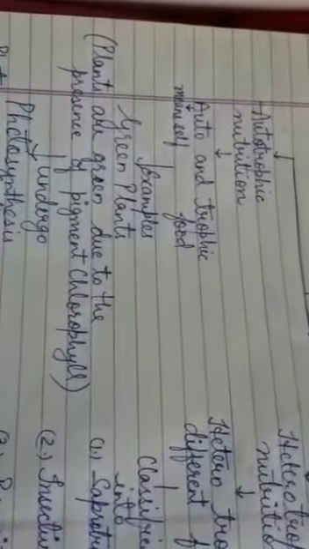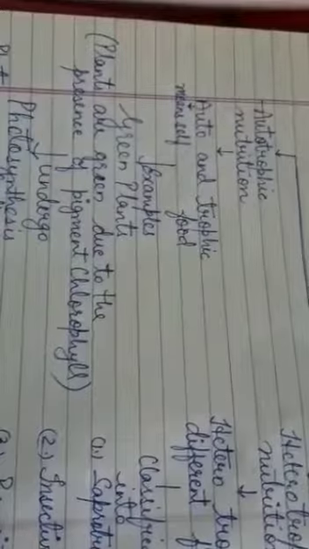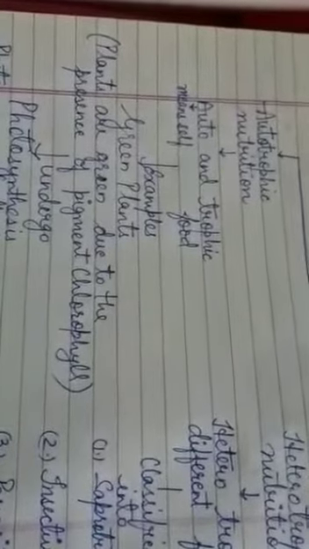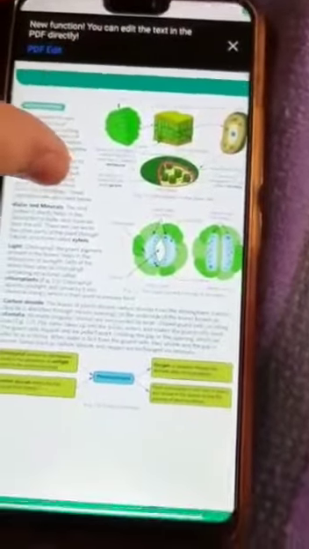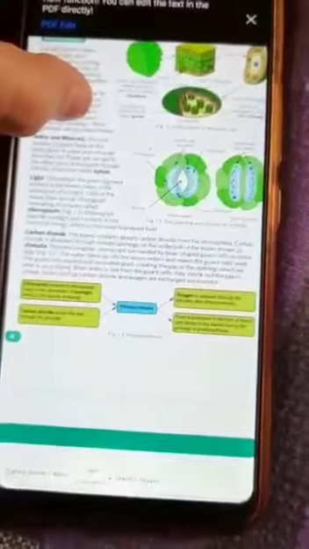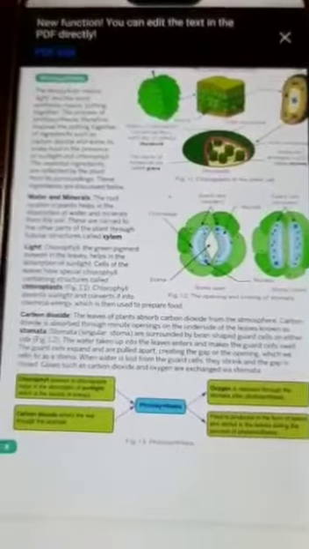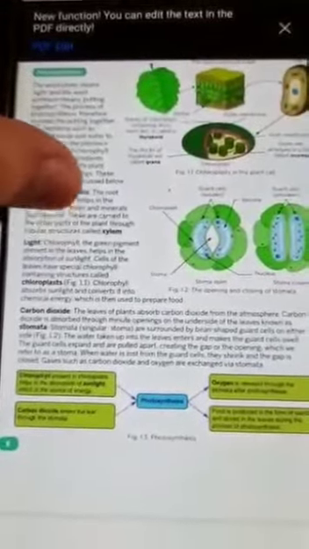All green plants and cyanobacteria are called autotrophs. They make their own food with the help of light energy of the sun, carbon dioxide from the air and water from the soil. This process is called photosynthesis. Children, as you all know, photo means light and synthesis means putting together. Putting together what? The ingredients such as carbon dioxide and water to make food in presence of sunlight and chlorophyll.